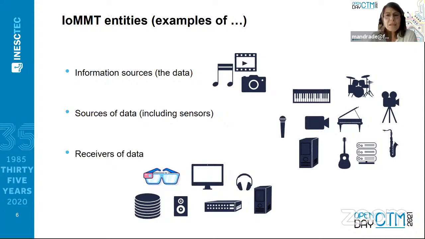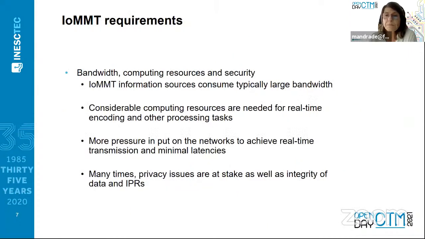The media entities that we will have in IoMMT, besides the multimedia information, are sources of data and receivers of data. The sources of data can be anything that generates multimedia information, such as a microphone, a camera, musical instruments, and so on, and receivers of data, anything that can process and present multimedia data. Some of them can be simultaneously both sources and receivers.